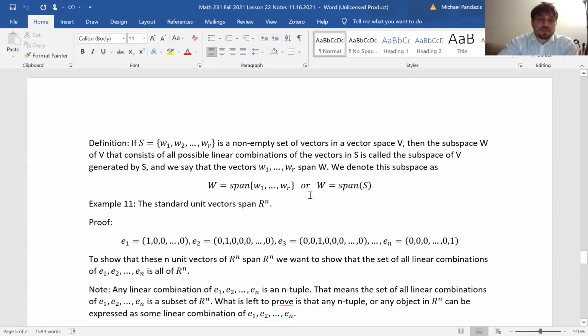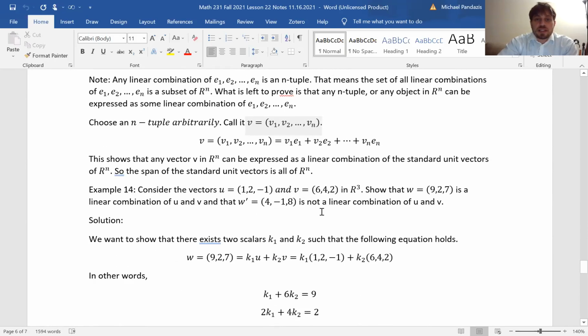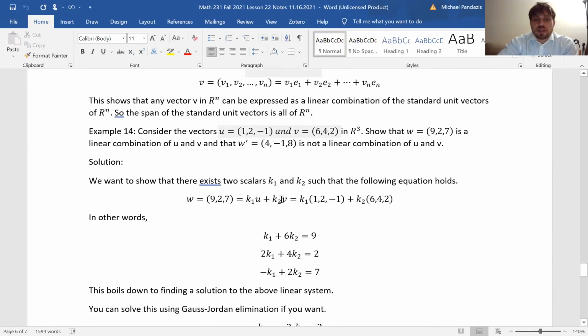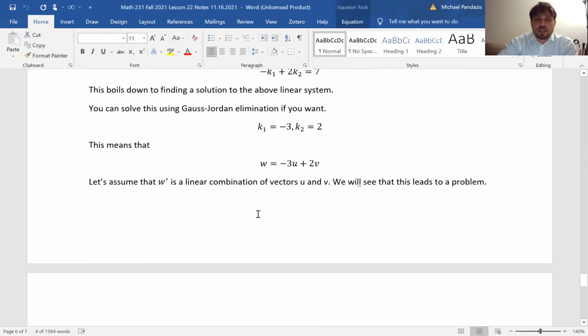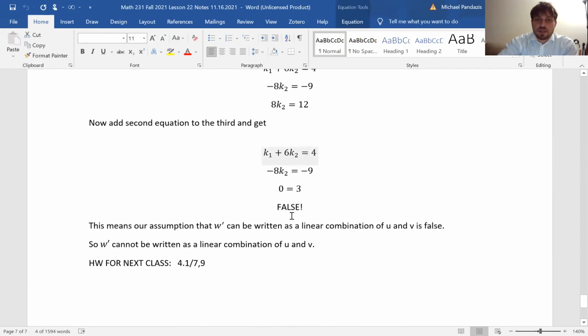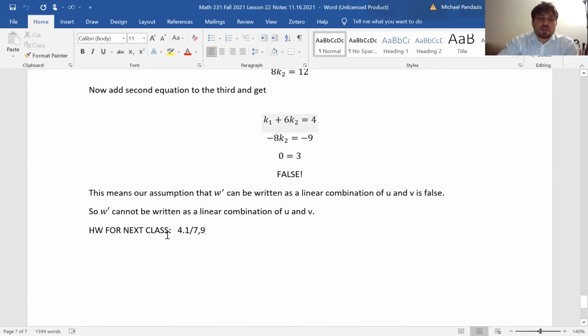And so I talked about the span of a set of vectors, and I showed how, given two vectors U and V in R3, we can show how a vector is a linear combination of those two vectors and how another one is not a linear combination of those two vectors. And so I did all this work here to show that. And the homework for this class is 4.1, numbers 7 and 9.